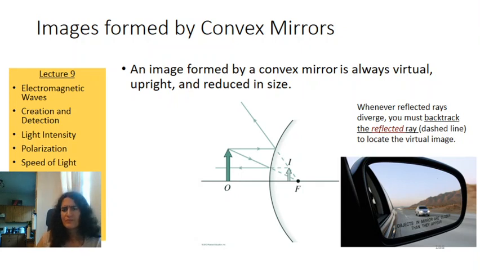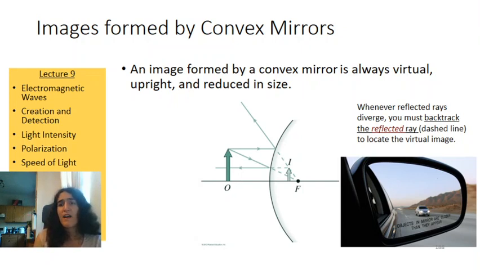I don't think I have examples of the other type, a convex mirror, but a convex mirror will always create a virtual, upright, and reduced in size image. So there's only one kind of image created from a convex lens. One example of this would be a funhouse mirror. If you had a convex lens, then you would look shrunken and smaller. If you had a concave lens, you might look bigger.